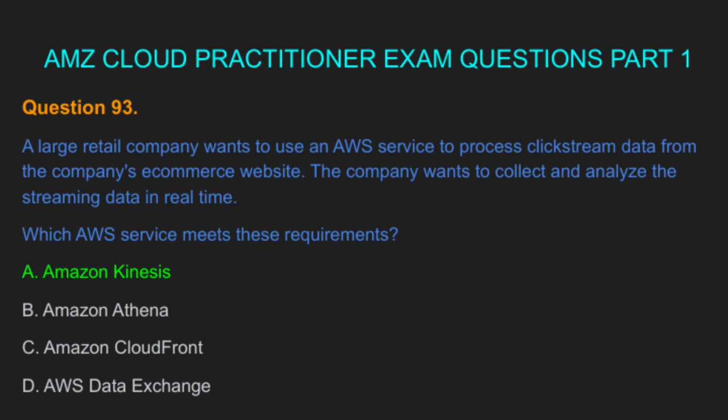Amazon Kinesis is a fully managed service that allows you to collect, process, and analyze streaming data in real time. This service can be used to process clickstream data from an e-commerce website in real time.